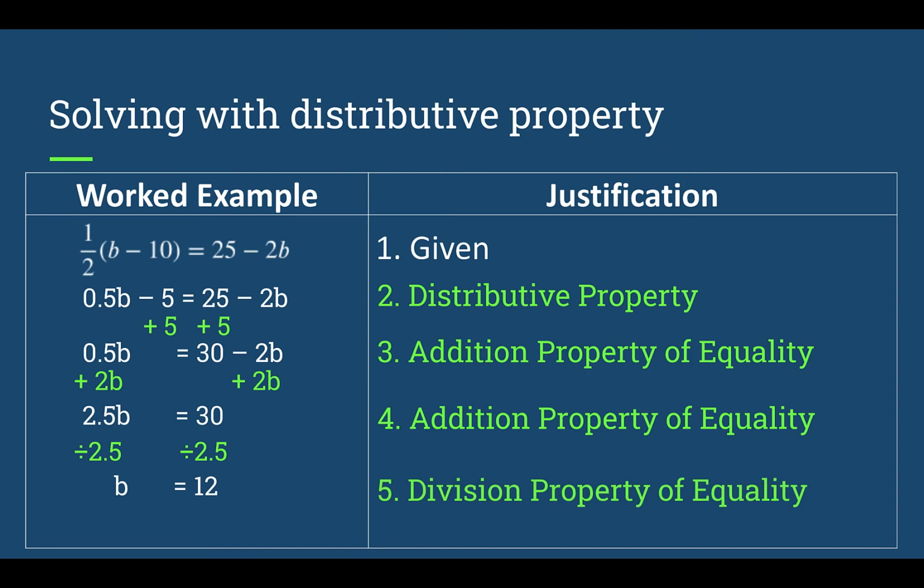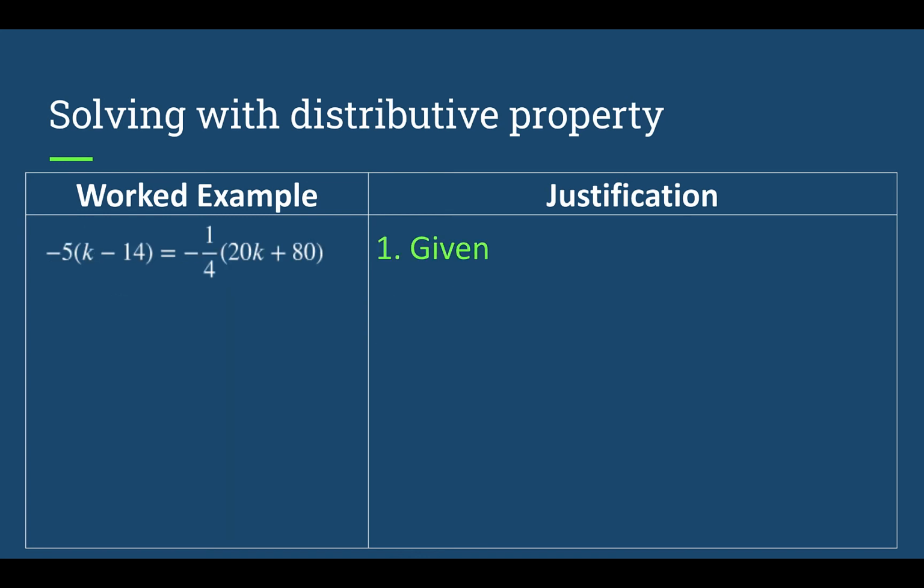So I was right. Looking at the coefficients, I was able to solve. B was equal to 12. There was one solution. Let's look at this next example. So now I have distributive property on both sides. I'm going to distribute out. First, I'm going to distribute on the left. So -5 times k and -5 times -14.